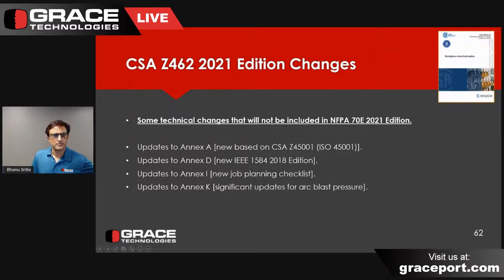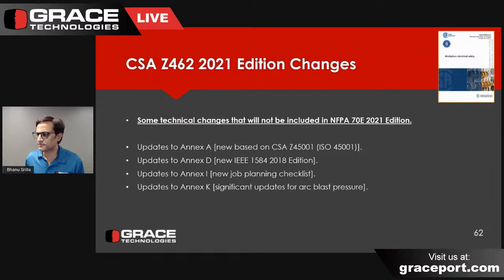Now this is the other area where we have a lot of deviation. We always have with the annexes in Z462. So we rewrote Annex A, and because CSA adopted ISO 45001 as CSA Z45001, this is an amazing annex because it shows how an occupational health and safety management system and the requirements for an overall safety manual or safety program, and how Z462 completely aligns and can be applied against that in a developed electrical safety program.